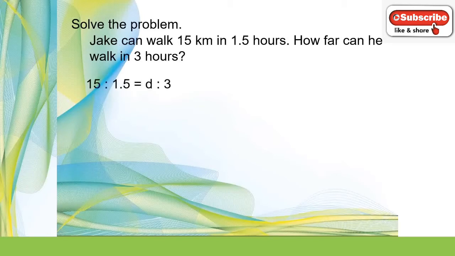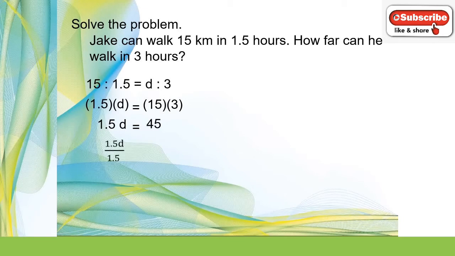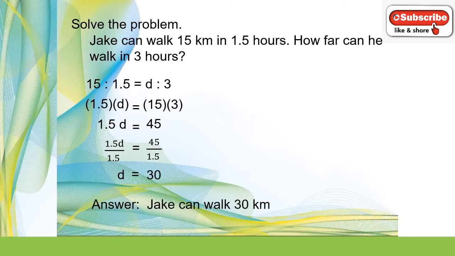First, let us set up the proportion or the equation. We have 15:1.5 as D is to 3. Let us use D for the missing number. Then, multiply the means and multiply the extremes. So we have 1.5 times D, then 15 times 3. 1.5 times D equals 1.5D, and 15 times 3 equals 45. Next, divide both sides of the equation by the numerical coefficient. So we have 1.5D divided by 1.5, then 45 divided by 1.5. So the value of D is 30. Therefore, Jake can walk 30 kilometers.